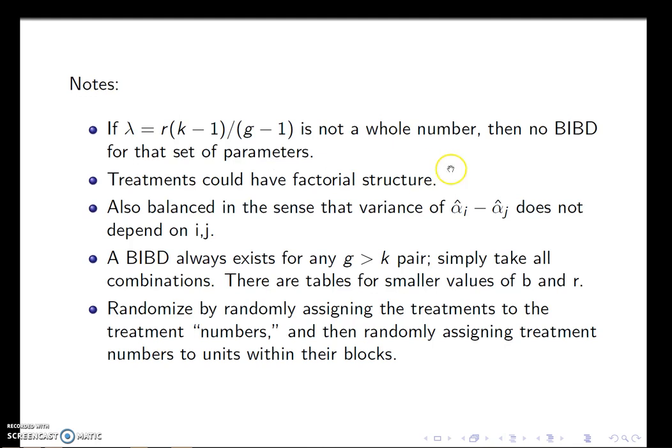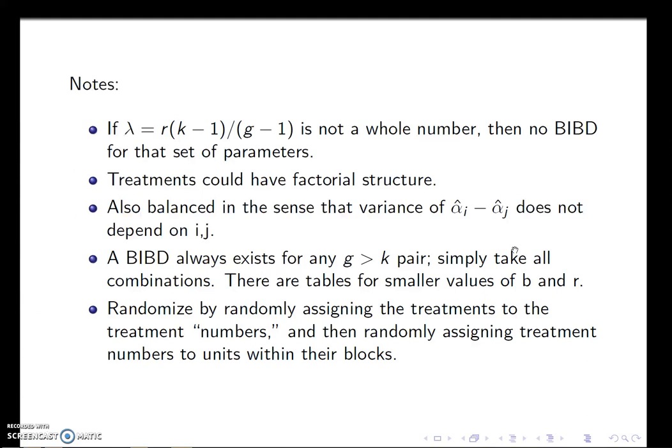Treatments can have a factorial structure. We won't really talk about that case, but it's easy to extend, of course. It is balanced in the sense that for estimating these effect size differences, it doesn't depend on I and J, okay? So we've got a general good estimate of the overall variance associated, or error variance associated, with the model.